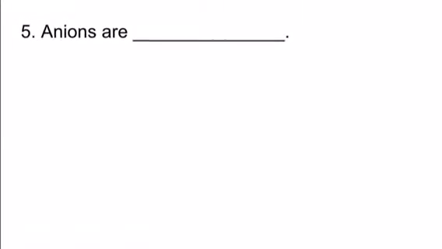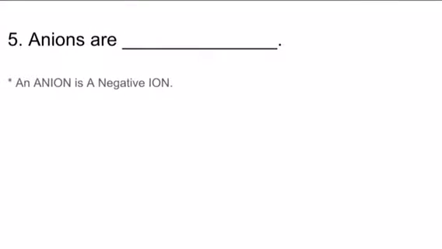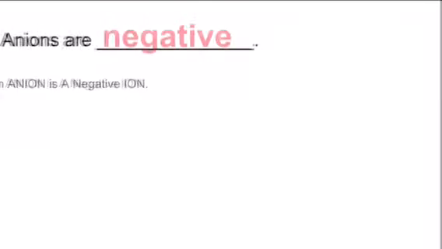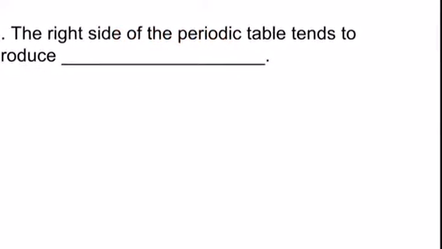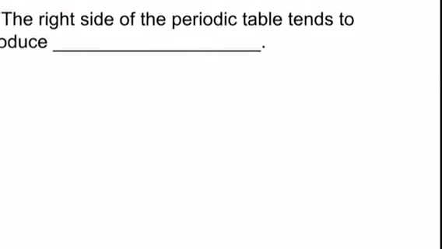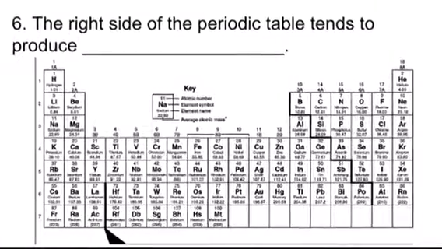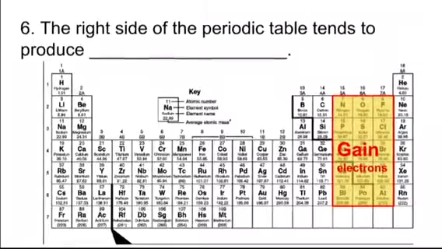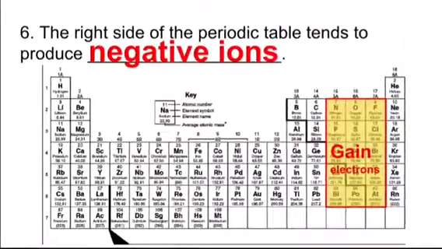So naturally, the next question should ask what anions are. So an anion is a negative ion, and it's because they have gained more negatively charged electrons. Staying with this theme of ions, we're asking what type of ion do we usually find on the right side of the periodic table. So we can see here that the right side of the periodic table, they usually gain electrons.